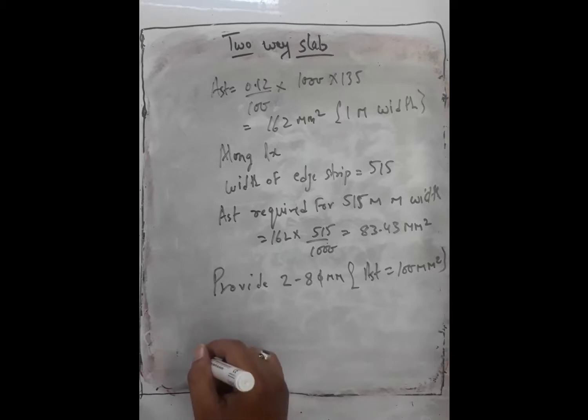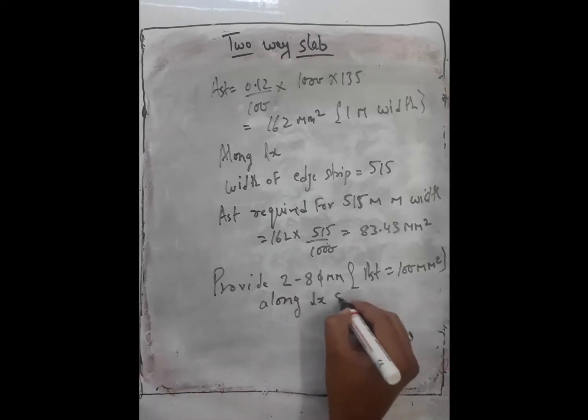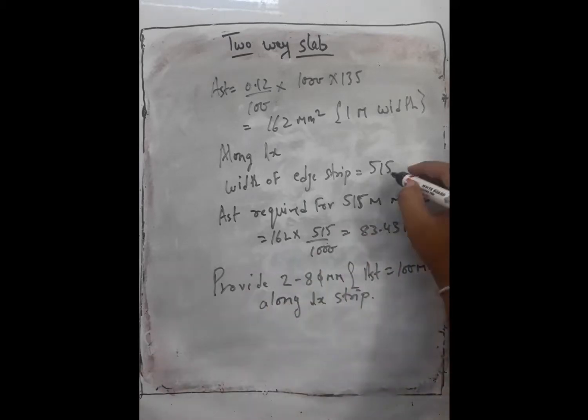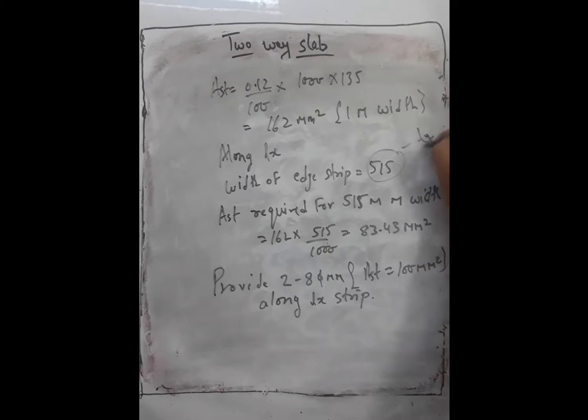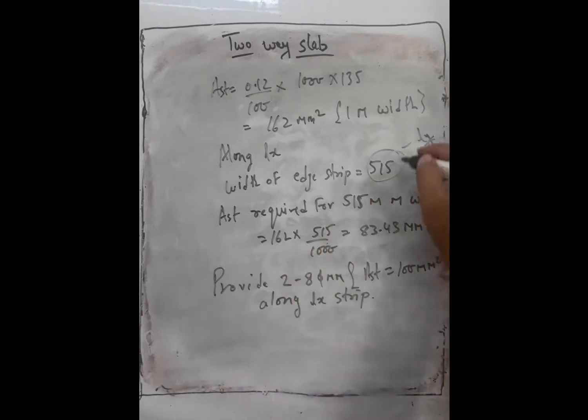Okay, now in the same way we have to find along Ly. This was along the Lx strip. Now how do we find this? This is by Ly by 8. We know that Ly is 4110 divided by 8, so you get 513.75. So here we have taken 515.